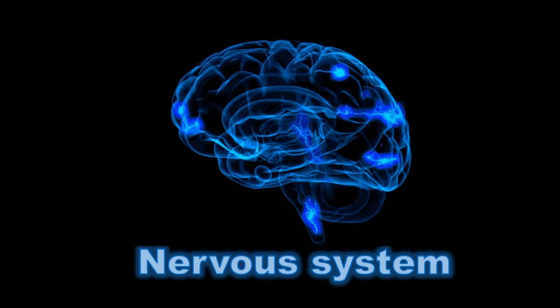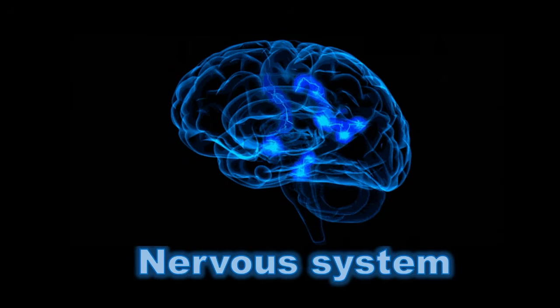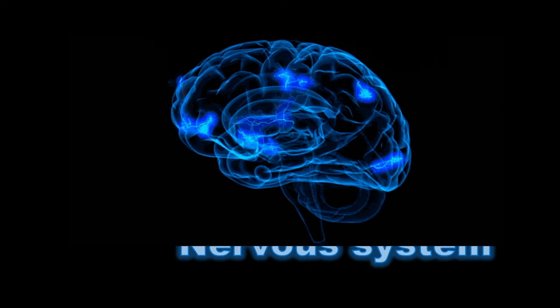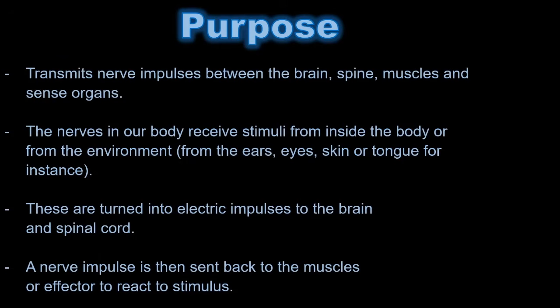The next system is the nervous system. So what is the purpose of my nervous system? The nervous system is very, very important. This transmits nerve impulses between the brain, the spine, the muscles, and also my sense organs.